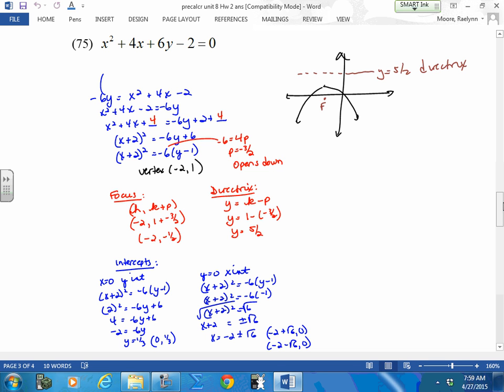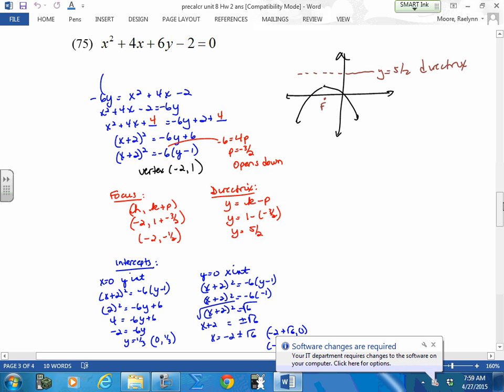Do your intercepts. Now your y-intercept, just leave it as a fraction, because if you put it in a decimal, it's a repeating decimal. Your x-intercept, you can see that you have 2 of them. So you know you're going to be taking the square root of something.